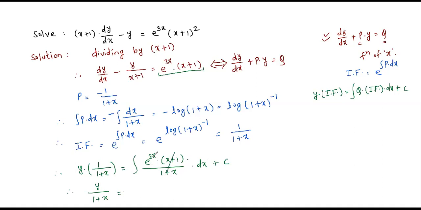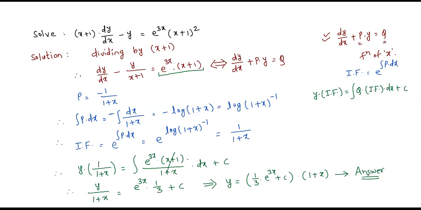So y upon 1 plus x equals, see, this term will get cancelled out. What will be the integration of e to the power 3x into dx? It will be e to the power 3x into 1 by 3 plus c. So we can write y equals 1 upon 3 into e to the power 3x plus c into 1 plus x. So this will be your answer. This will be the solution to the given differential equation of first order.